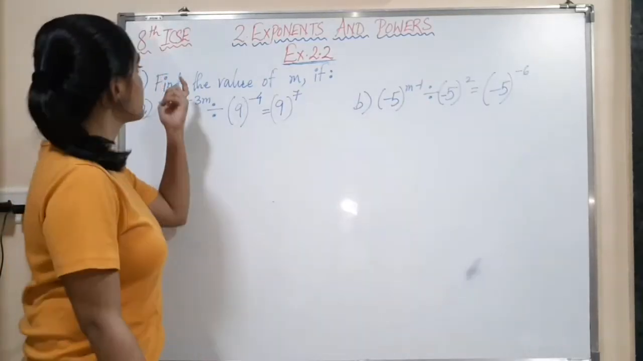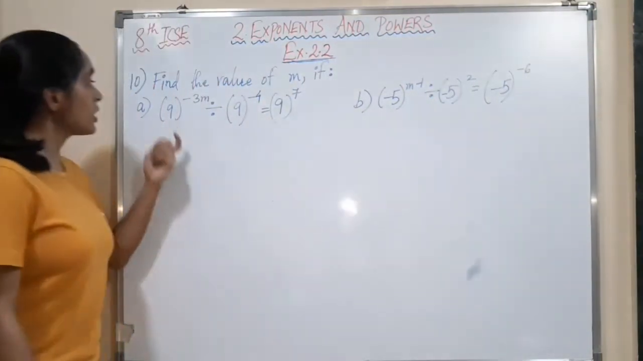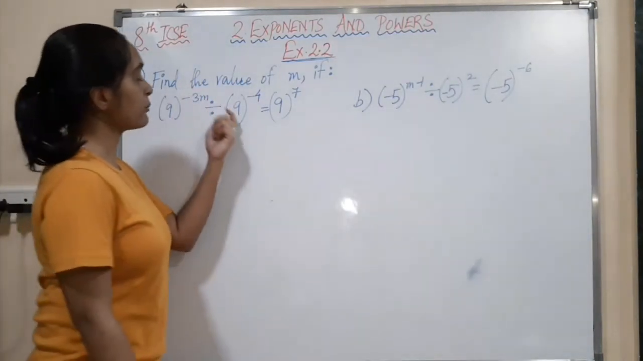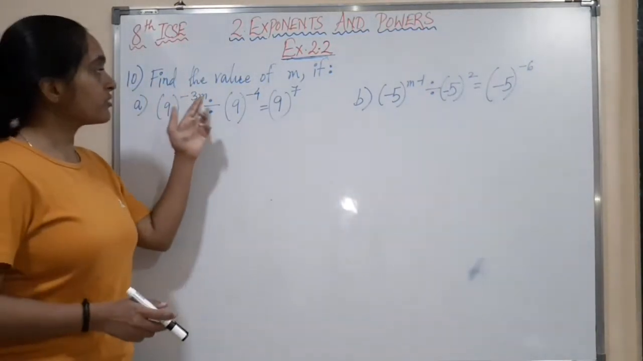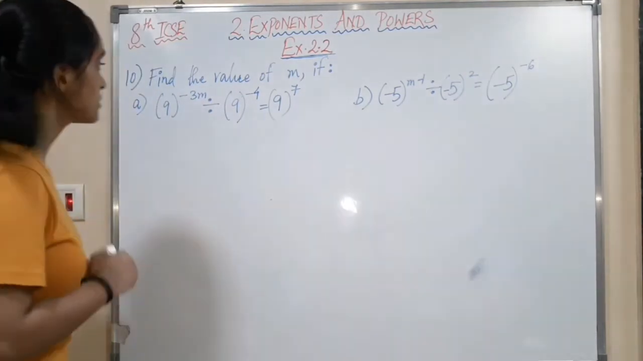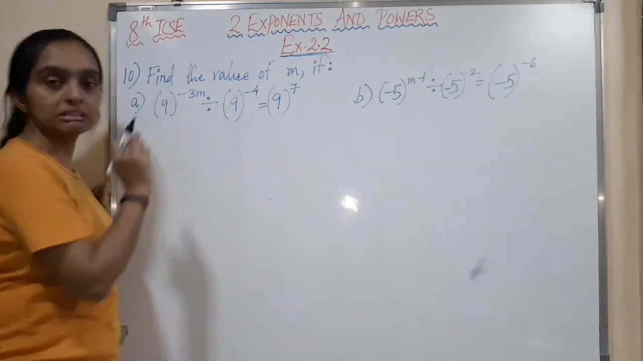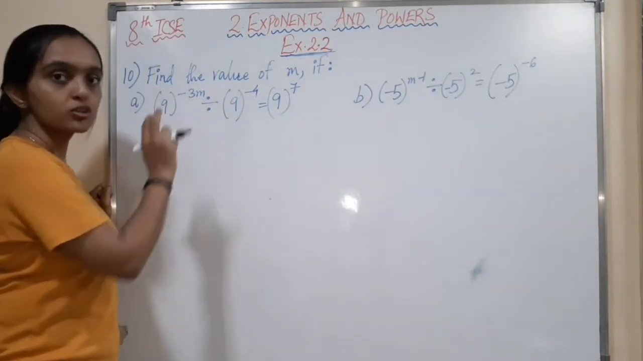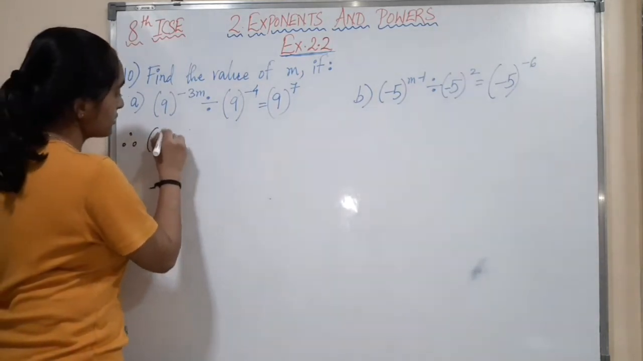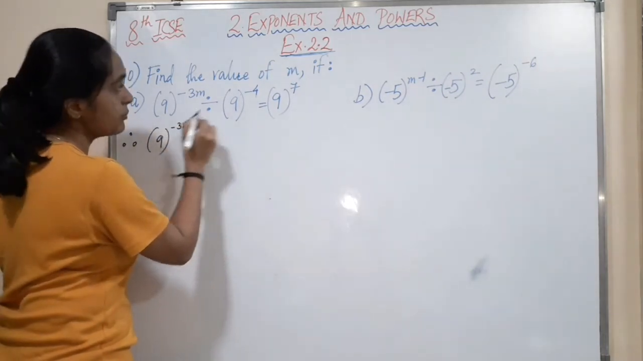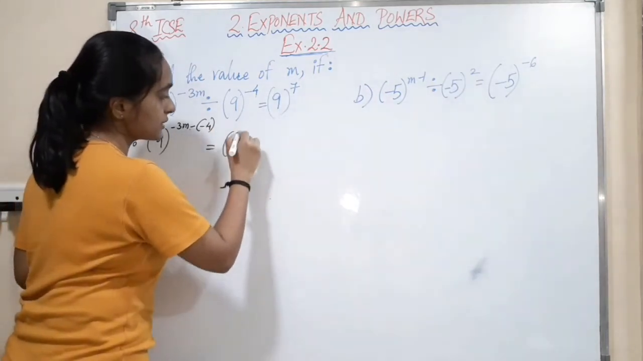The 10th question is, find the value of m if the equation is given as this. 9 raised to minus 3m divided by 9 raised to minus 4 equals 9 raised to 7. So here we have to find the value of m. First we will simplify this: 9 raised to something divided by 9 raised to something. As bases are the same and division sign is there in between, we will subtract the exponents. So therefore 9 raised to minus 3m minus of minus 4 equals, RHS will be as it is.